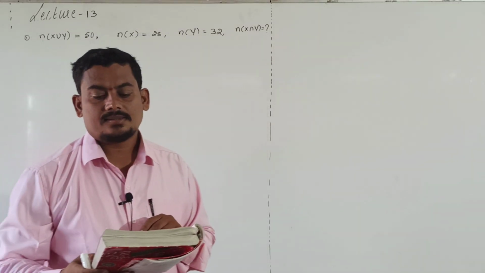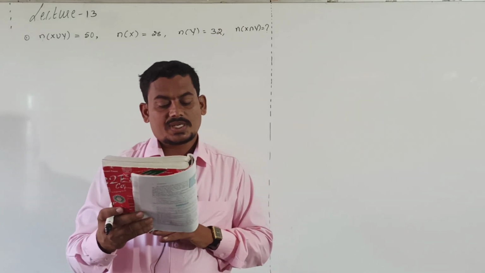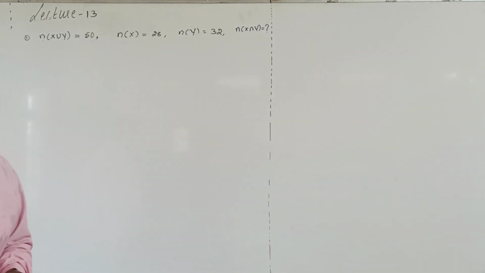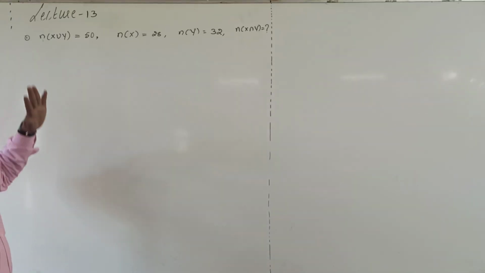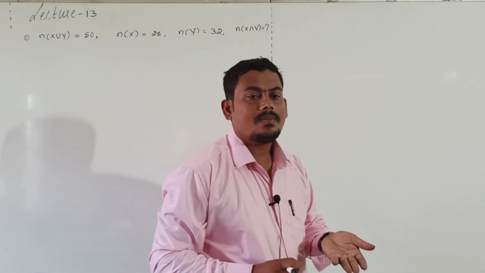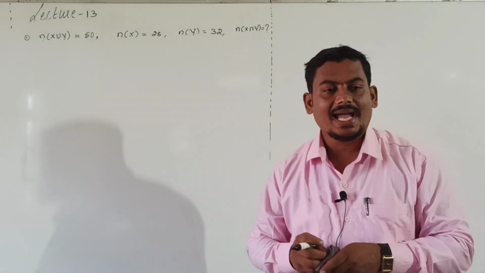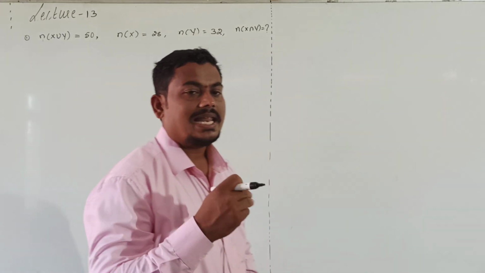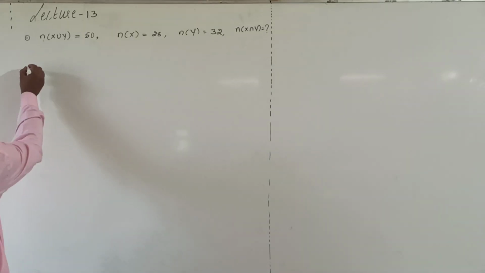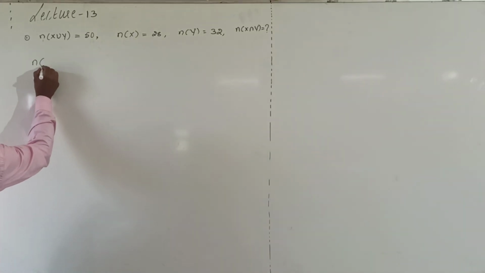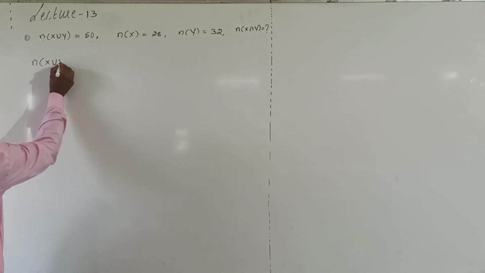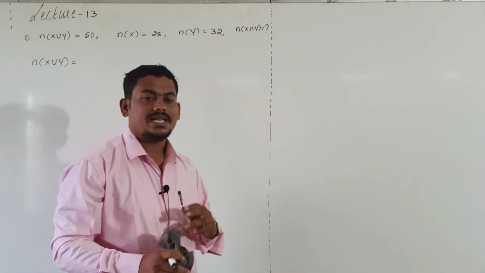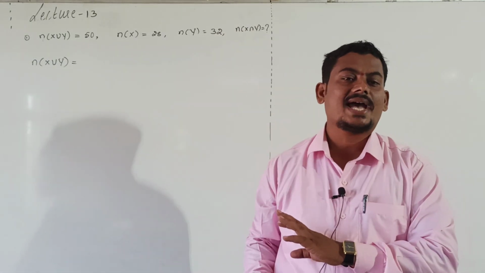Example 23, in the textbook, page number 21. They have given the number of elements in X union Y, the number of elements in X, and the number of elements in Y. We need to find the number of elements in their intersection. Tell me the formula. What is the formula for the number of elements in X union Y? Already we know the number of elements in A union B. Instead of A and B, in this case X and Y are given.